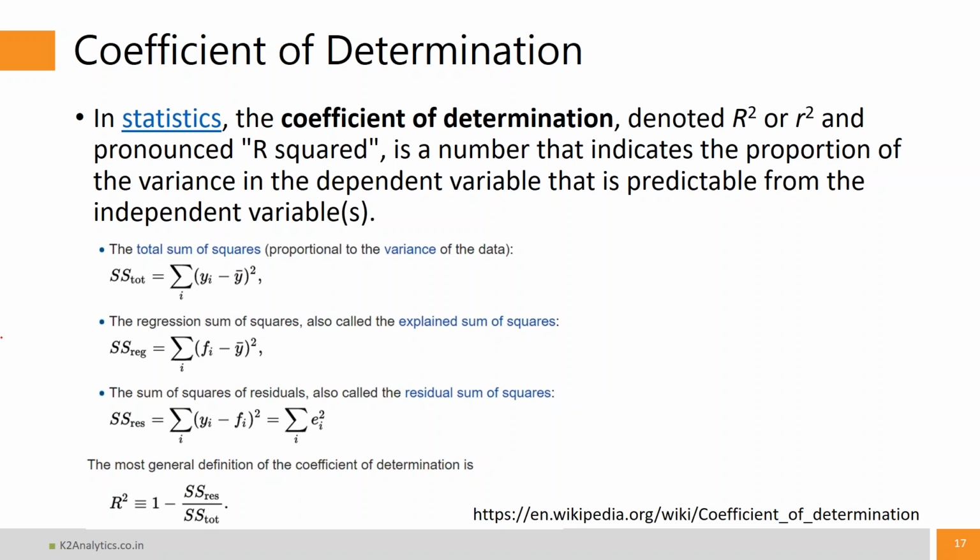First thing, proportion of variance in the dependent variable. This element. First, we now have to understand the concept of variance in the dependent variable. What is variance?